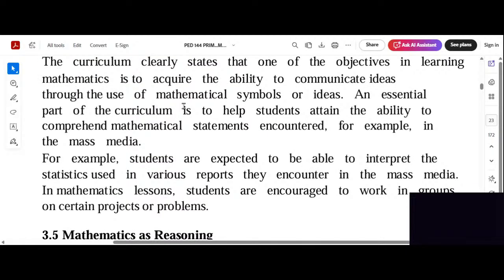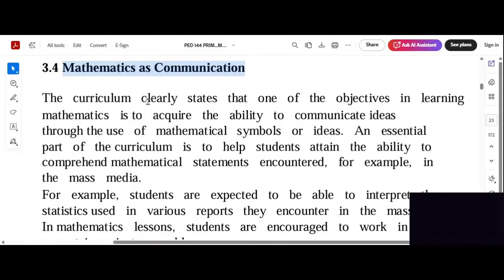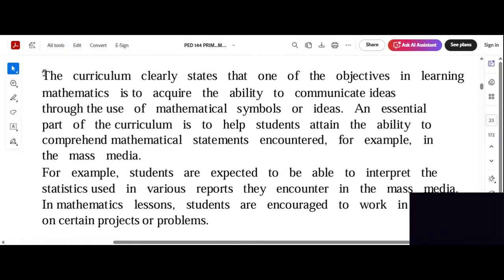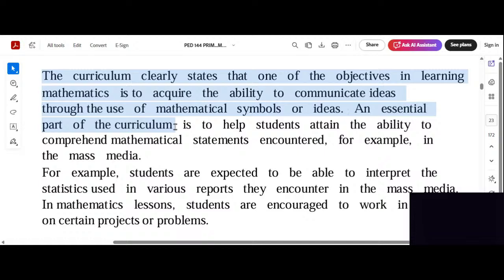The curriculum clearly states that one of the objectives in learning mathematics is to acquire the ability to communicate ideas through the use of mathematical symbols or ideas. An essential part of the curriculum is to help students attain the ability to comprehend mathematical statements encountered, for example, in the math.